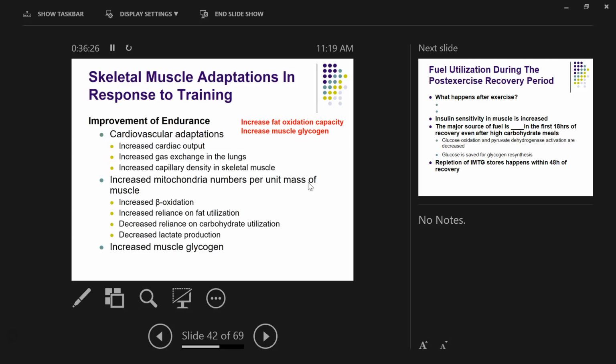So again, the three aspects of physiological adaptation in response to training. After training, we can increase the cardiovascular functions, right? And increase the mitochondrial numbers in the muscle fibers, and lastly, increase the glycogen storage, right? Muscle glycogen storage.